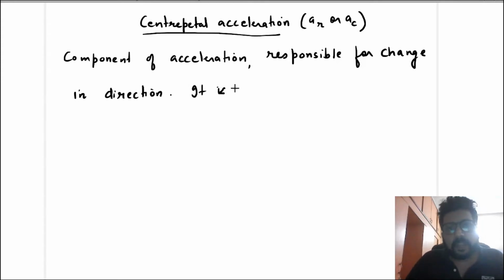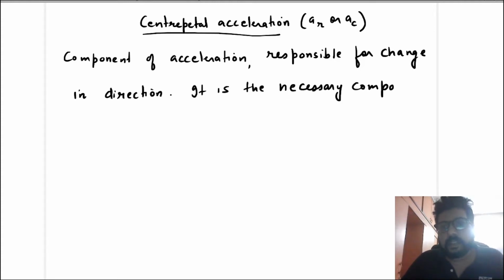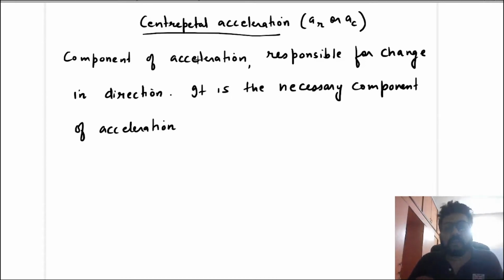It is the necessary component of acceleration. Without this centripetal acceleration, there cannot be any circular motion. The direction of centripetal acceleration is always towards the center.